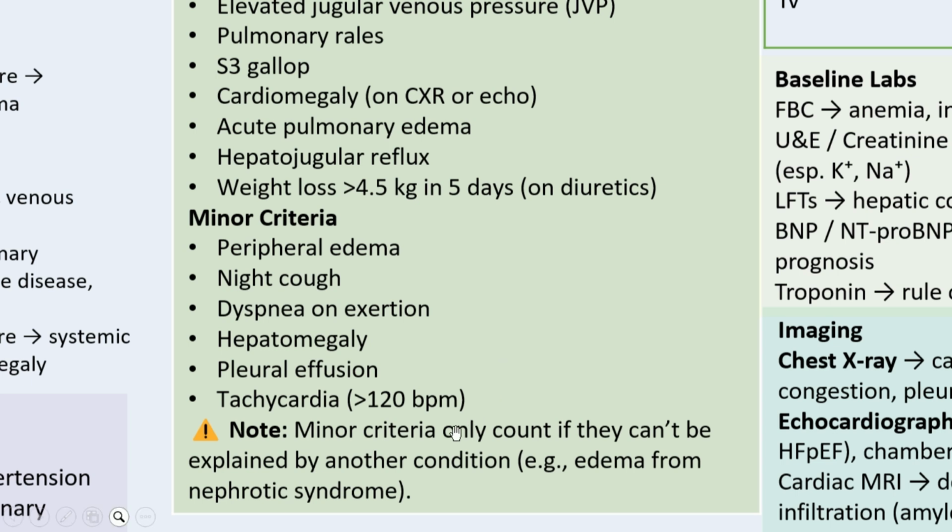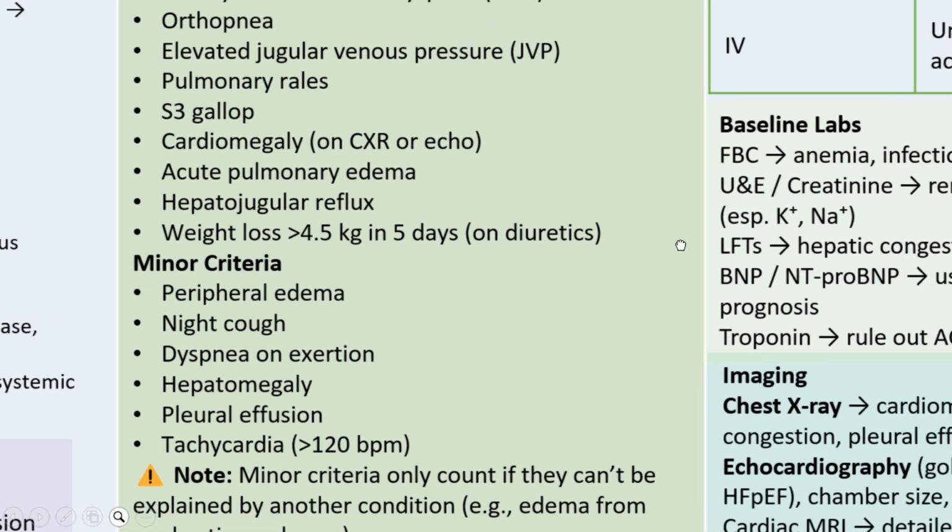So for the minor criteria, you can only use them if they are not explained by another condition. For example, someone comes in with a peripheral edema, and the edema is actually from nephrotic syndrome. They have a nephrotic syndrome. You cannot use this as your minor criterion in diagnosing heart failure. So that is a very important thing to note.